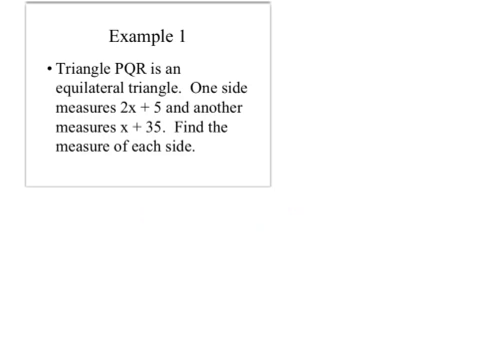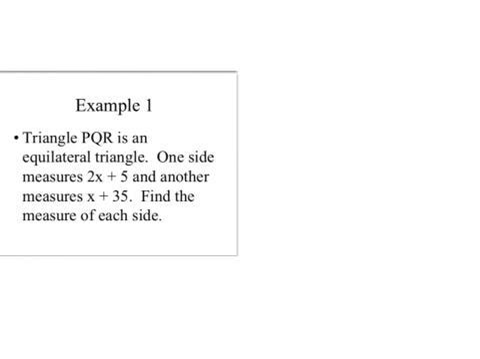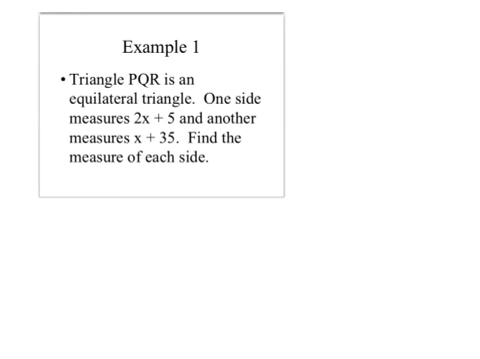In my first example, I have triangle PQR, and it is an equilateral triangle. One side measures 2x plus 5 and another measures x plus 35, and we want to find the measure of each side. Well, there's no picture, so we should start off by drawing triangle PQR, which is equilateral. So we'll just draw an equilateral triangle, and we'll name it PQR.